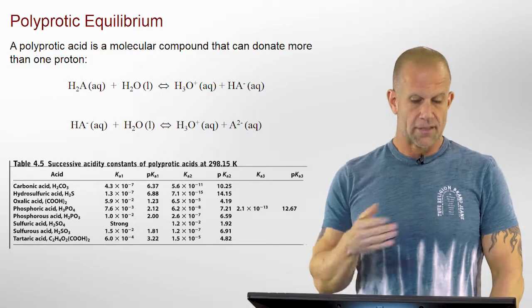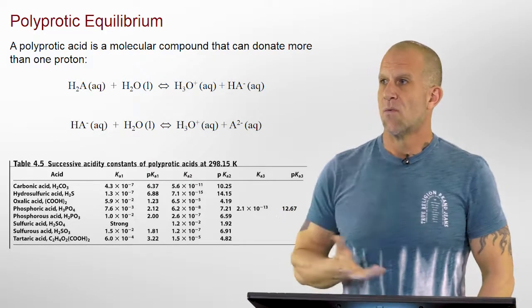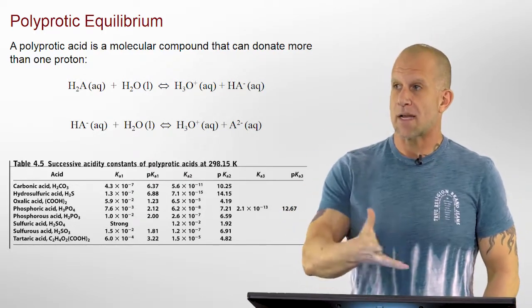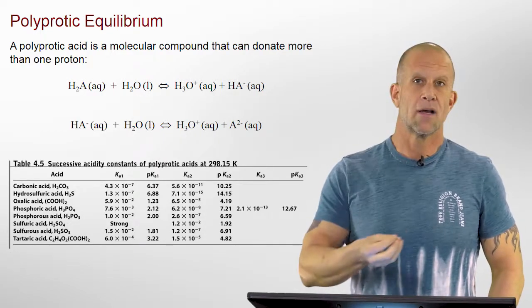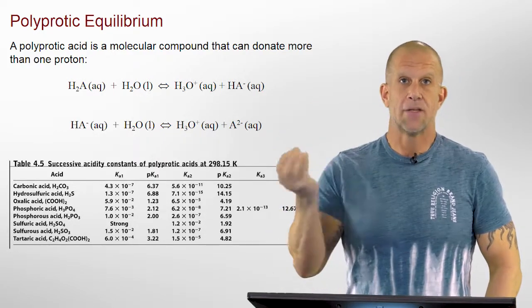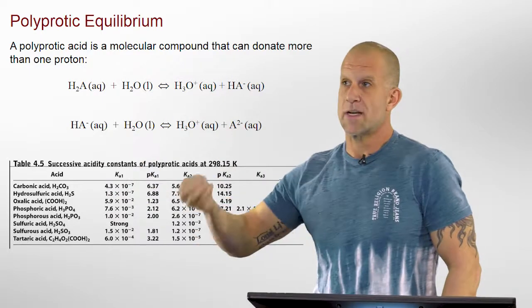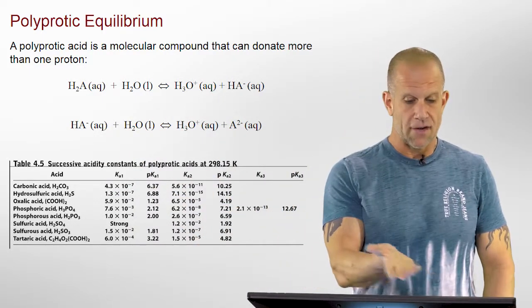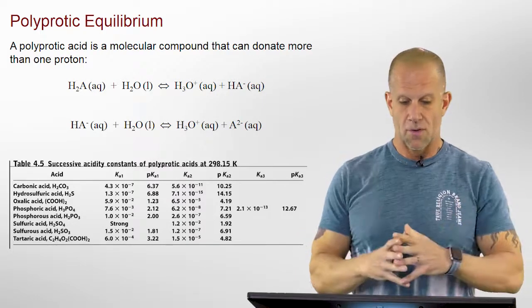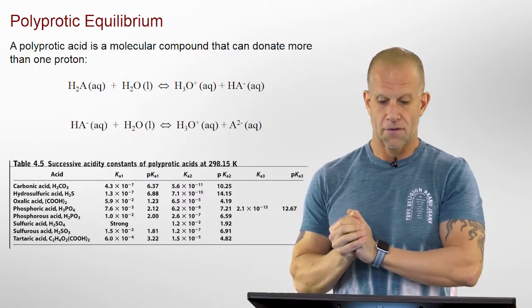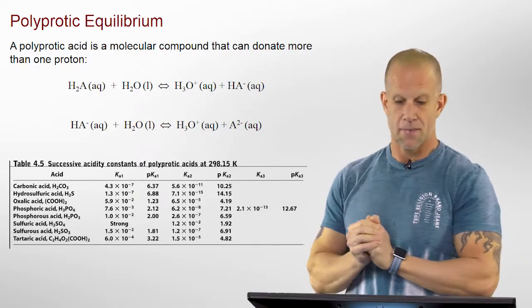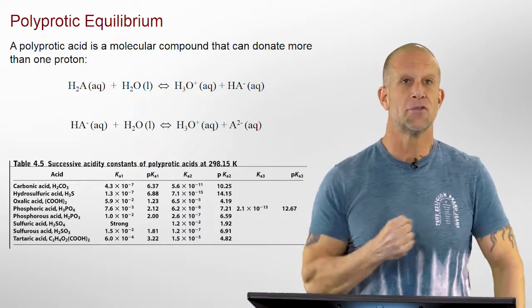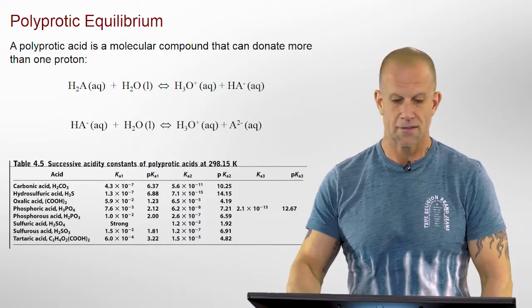And so, for example, the list on the bottom shows ones that have a second proton, which we would just label pKa 2, and then if it has a third, pKa 3, etc. And you'll see if it had two, you would first lose the first one, and then the second equilibrium constant applies to the second one. So you could write it as two separate equilibrium equations.